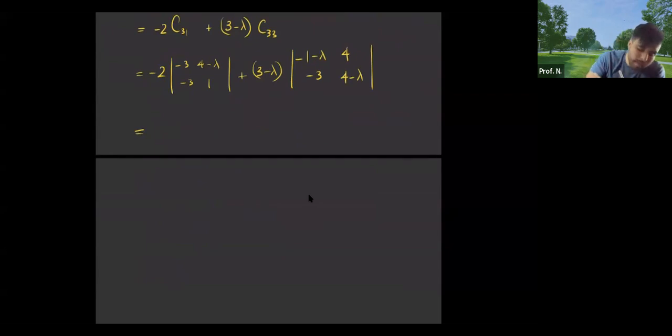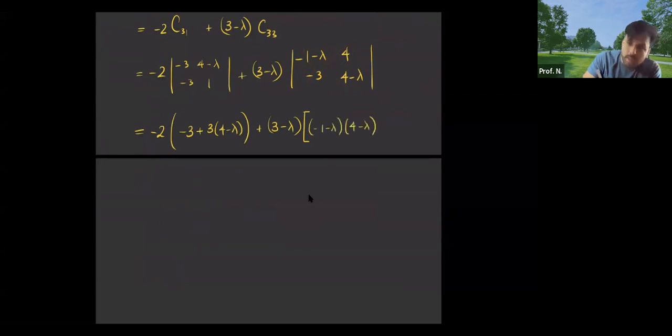And when I do that, I get -2 times -3, which becomes +3 times 4 minus lambda, plus 3 minus lambda, and then cross multiply like in this fashion again. So this becomes -1 minus lambda times 4 minus lambda, minus -12, which is +12. And all of this is equal to 0. Do you see how we have a polynomial now with just lambdas in it?